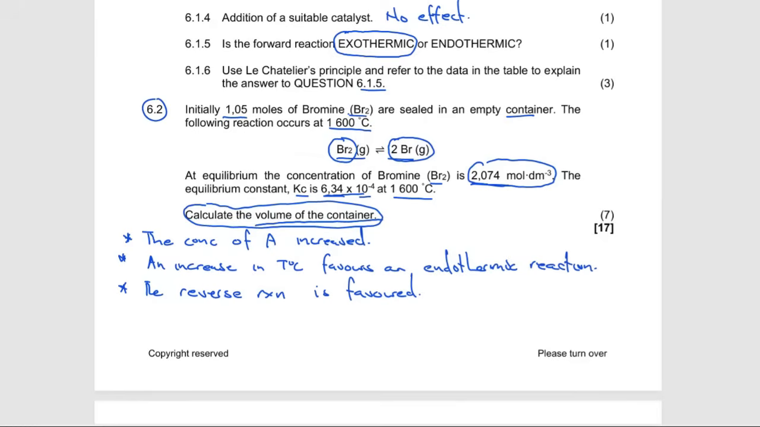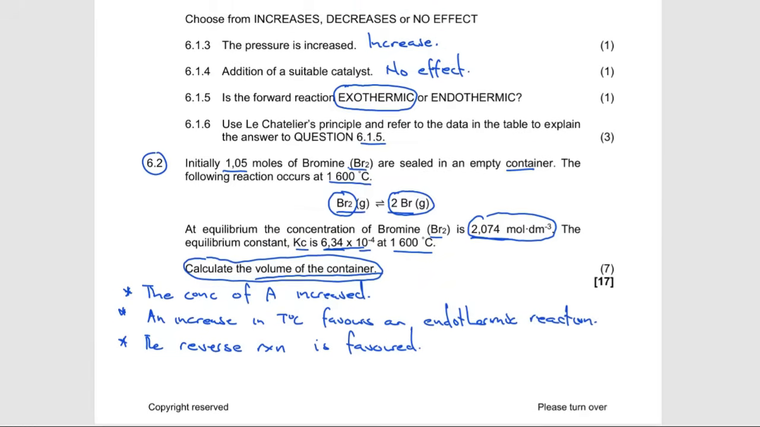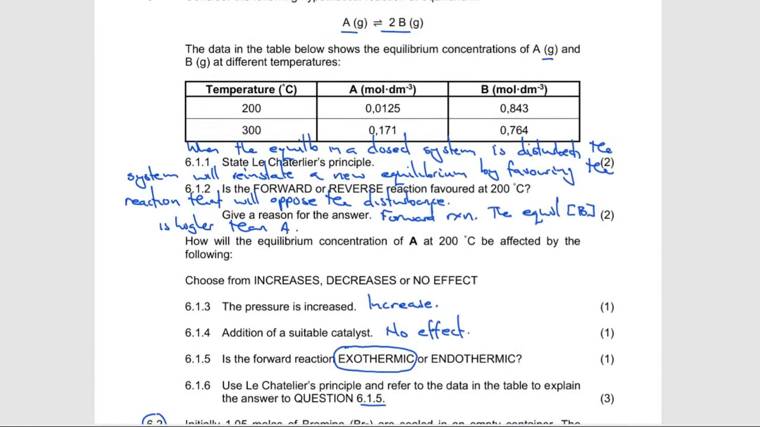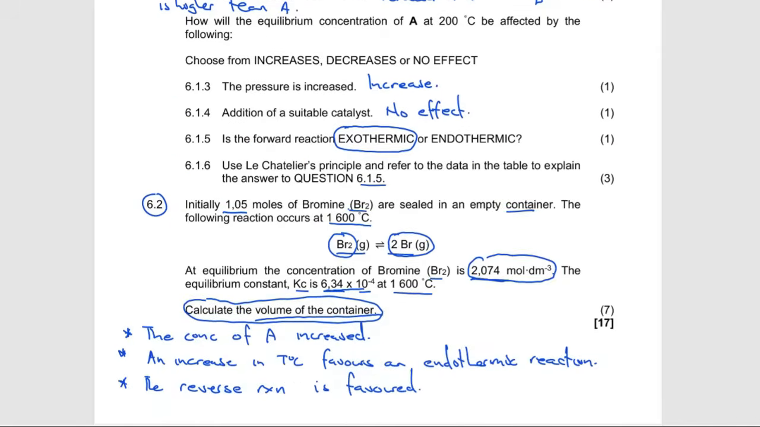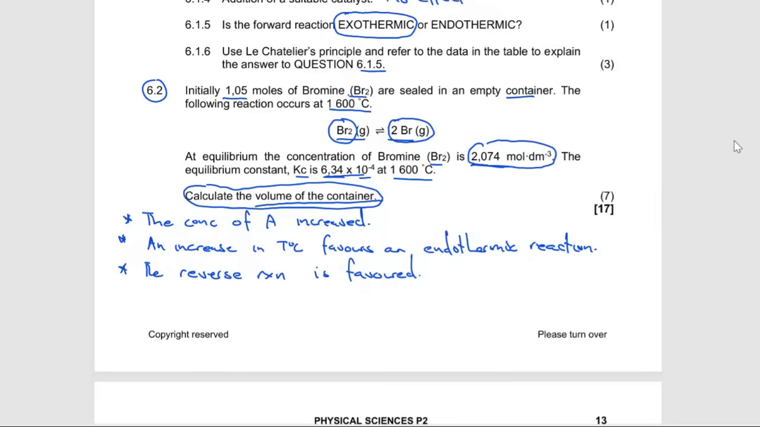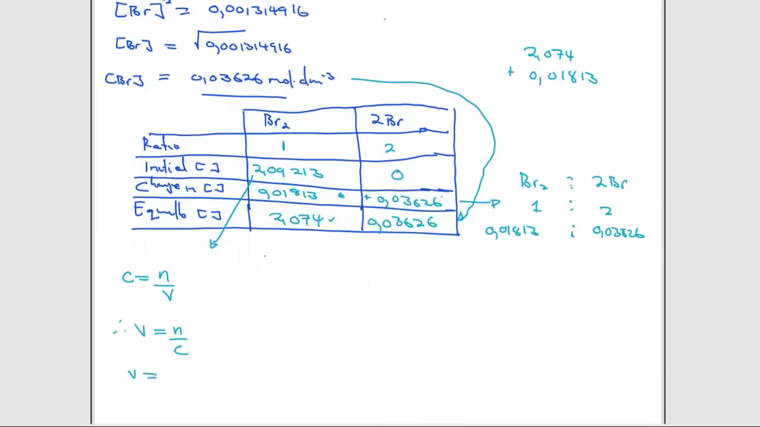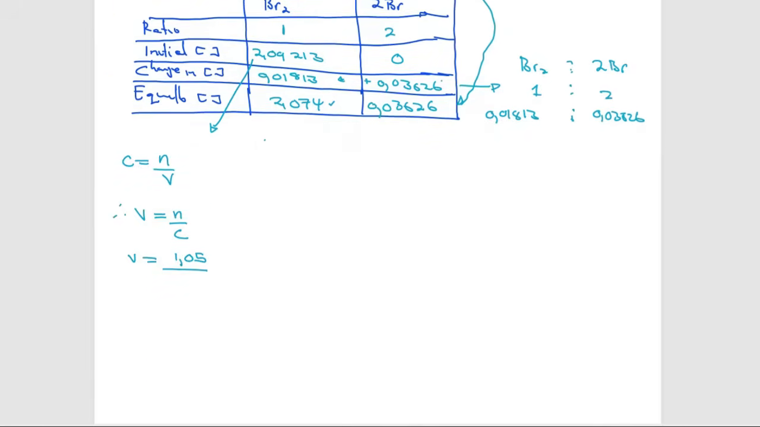If we go back, we were given the number of moles there. So the number of moles is going to be equivalent to a value of 1,05. So these are the initial moles of bromine. So I'm going to take those number of moles as 1,05, all over the concentration, right? The concentration that I'm going to use there is the change in concentration, which is 2.09. So it's just 2.09, then 2.13, right?